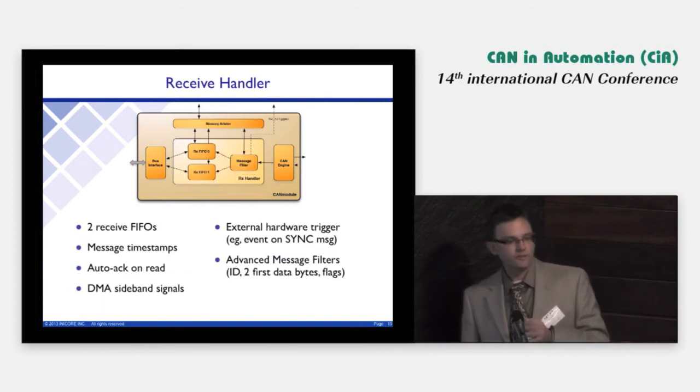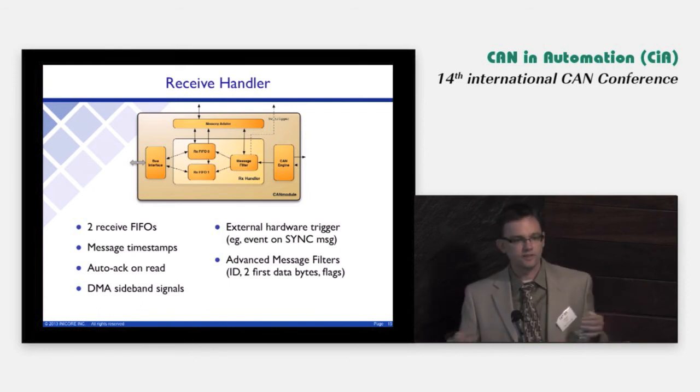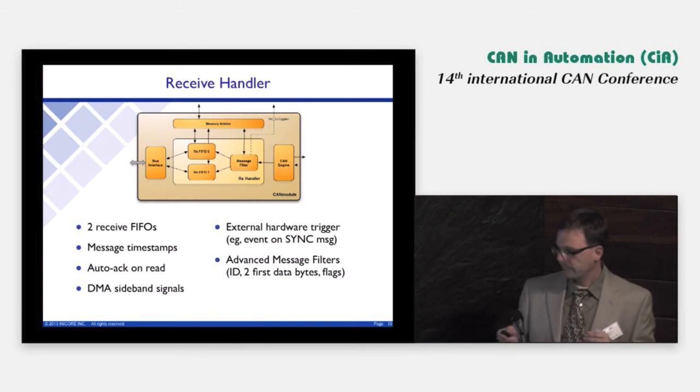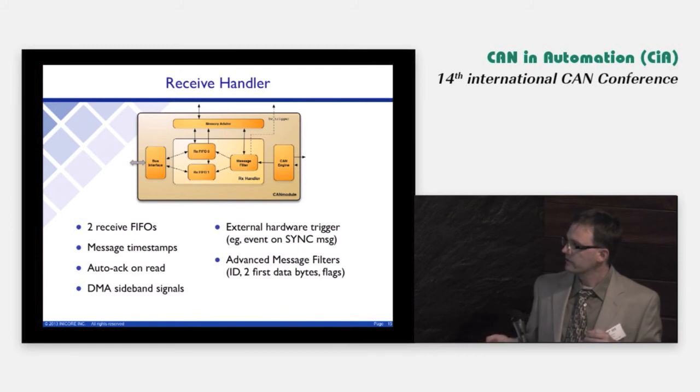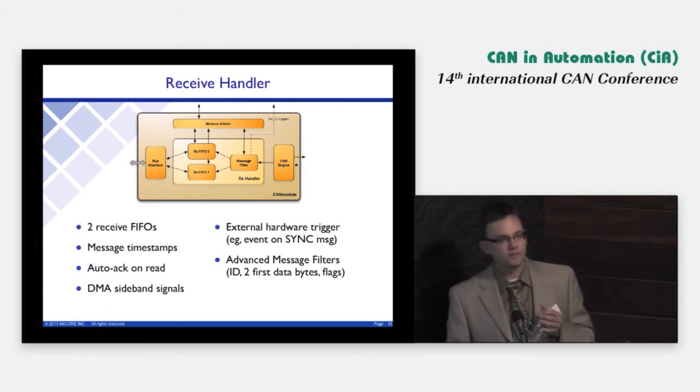The receive handler, we have the two receive FIFOs, they are identical, but each one can be individually configured. Or for FPGA implementation, one can be disabled as well. Each message has a timestamp. We support the auto-acknowledge on read. And one special feature is the hardware trigger. Whenever we have received a message that matches the message filter zero, we get this hardware interrupt.